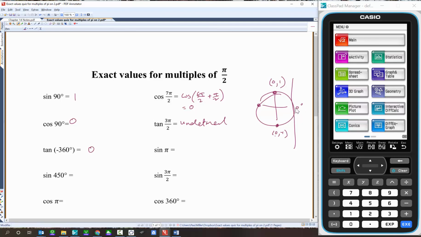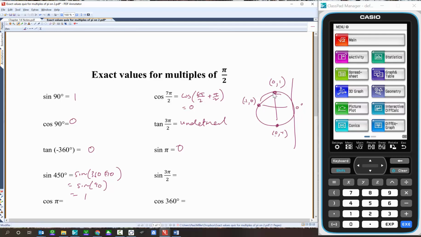All right, the sine of pi. So here is 0, here's pi on 2, here is pi. We want the sine, that's the y value at that point. So the x value is -1 and the y value is 0. Sine of pi is 0. Sine of 450. What's 450? That's the sine of 360 plus 90. And 360 around the unit circle will just take me back to here, and then we go another 90 degrees. So this is exactly the same as the sine of 90. We've worked that one earlier. That's 1.